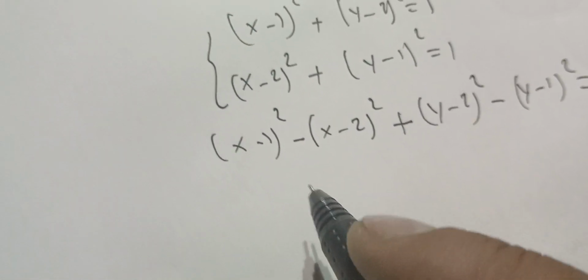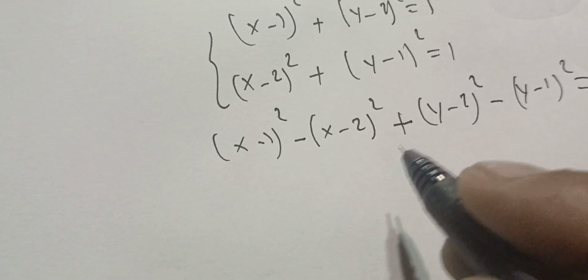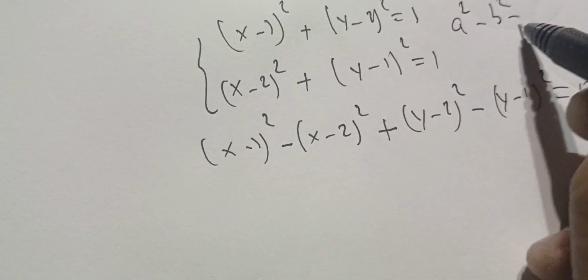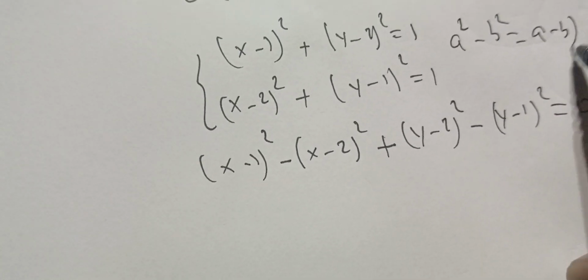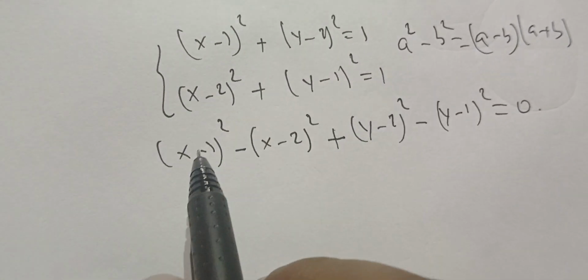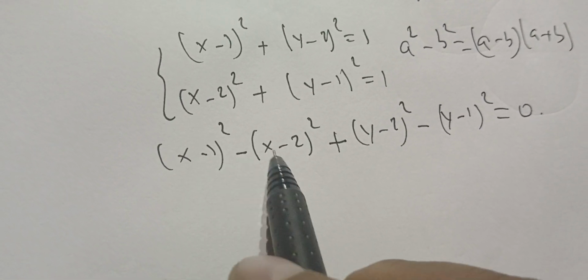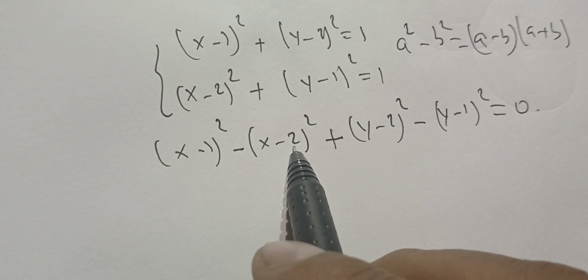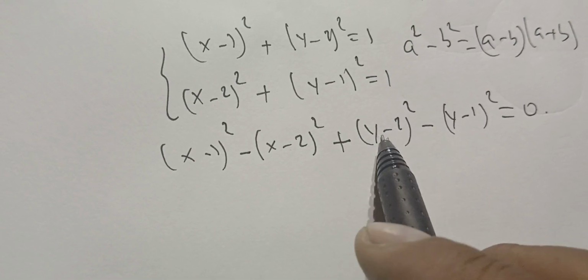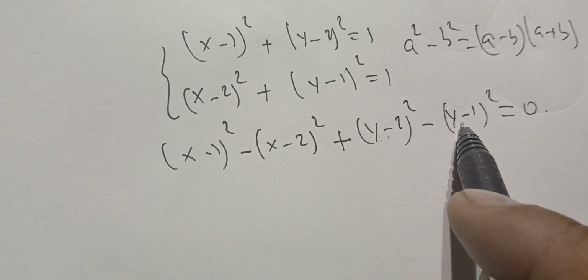Now we use the famous identity a squared minus b squared is a minus b times a plus b. Okay, we use it here. In this case a is x minus 1 and b is x minus 2. Here a is y minus 2 and b is y minus 1.